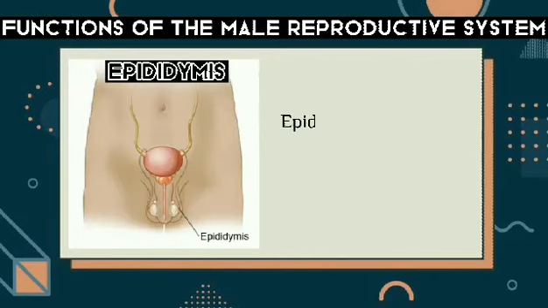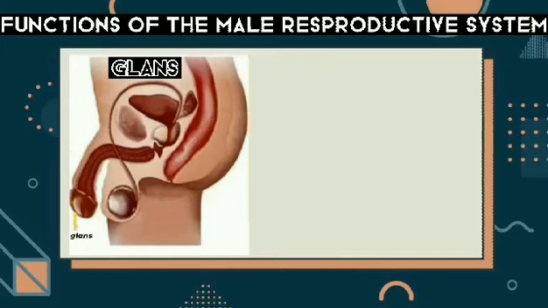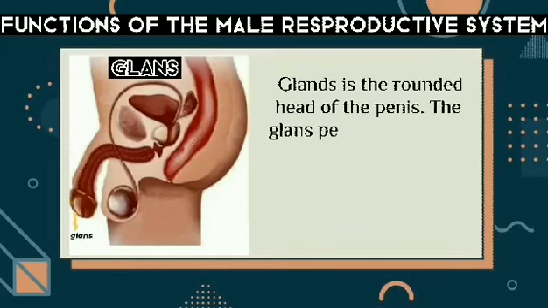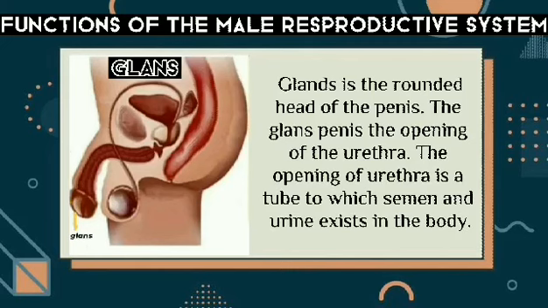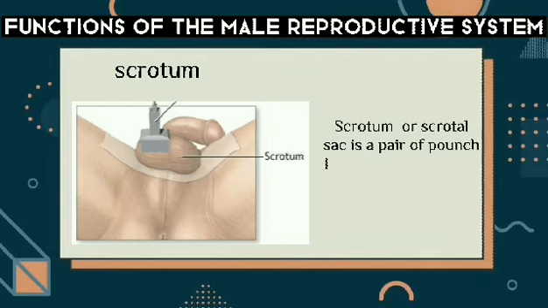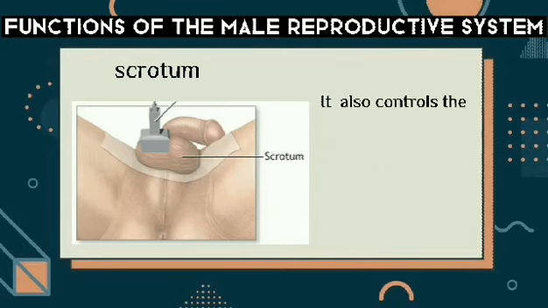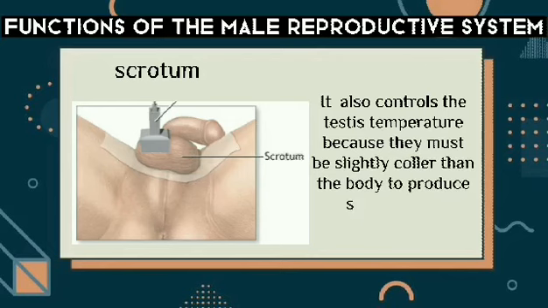Epididymis. The epididymis is a narrow coiled tube that stores sperm cells and transports them from the testes. Glans. The glans is the rounded head of the penis. The glans penis is the opening of the urethra. The opening of the urethra is a tube through which semen and urine exit the body. Scrotum. The scrotum or scrotal sac is a pair of pouch-like sacs that contains and holds the testes. It also controls the testes' temperature because they must be slightly cooler than the body to produce sperm cells.